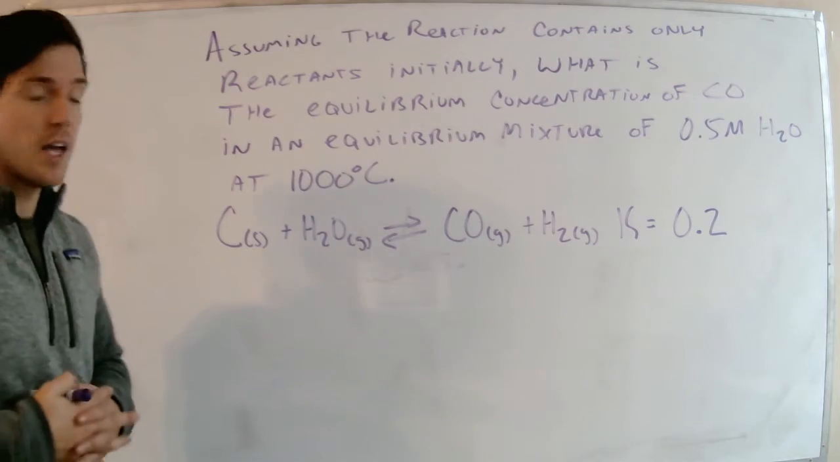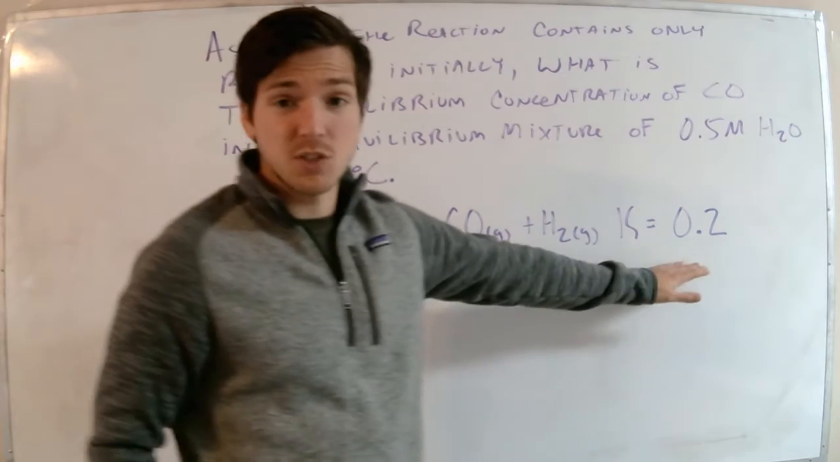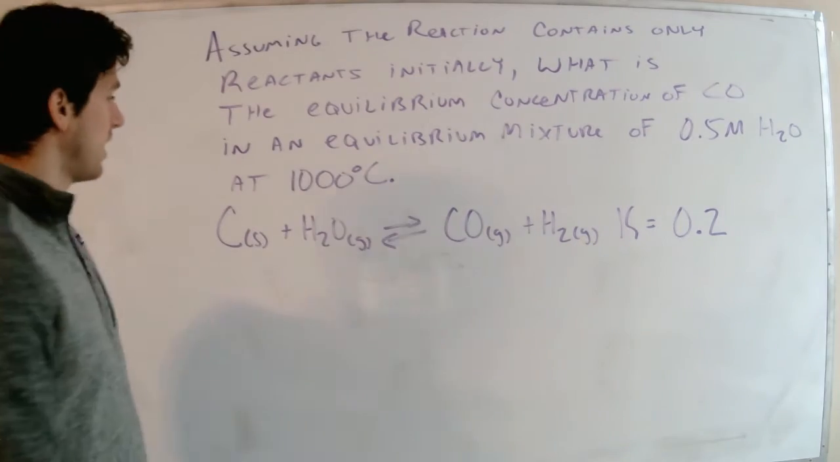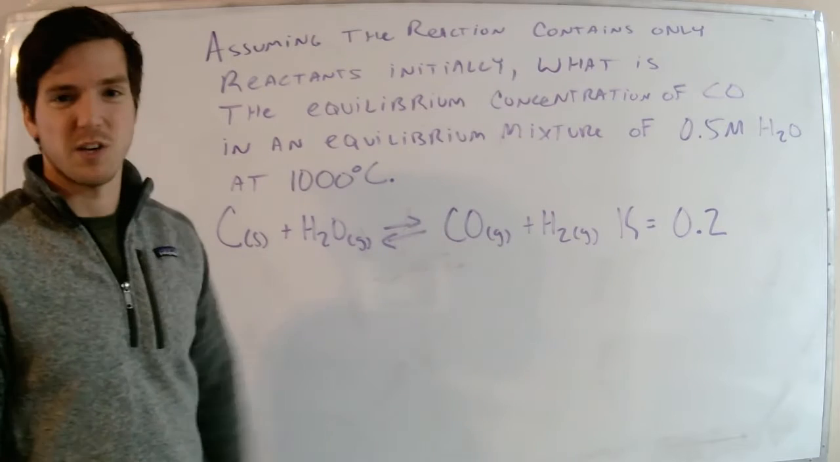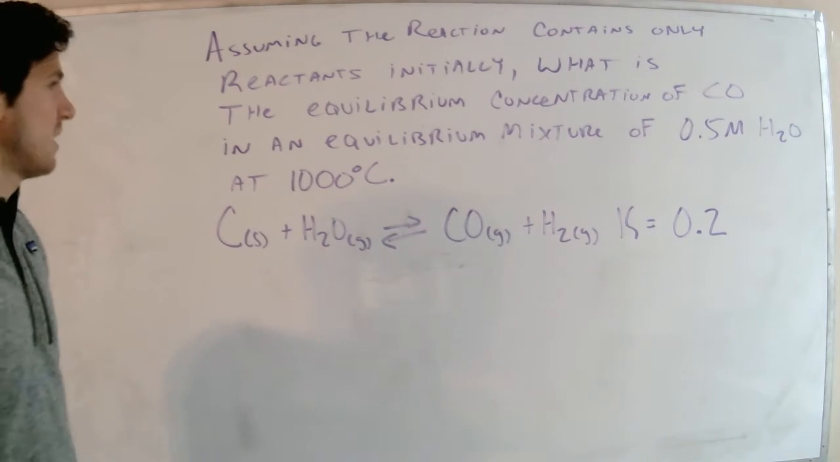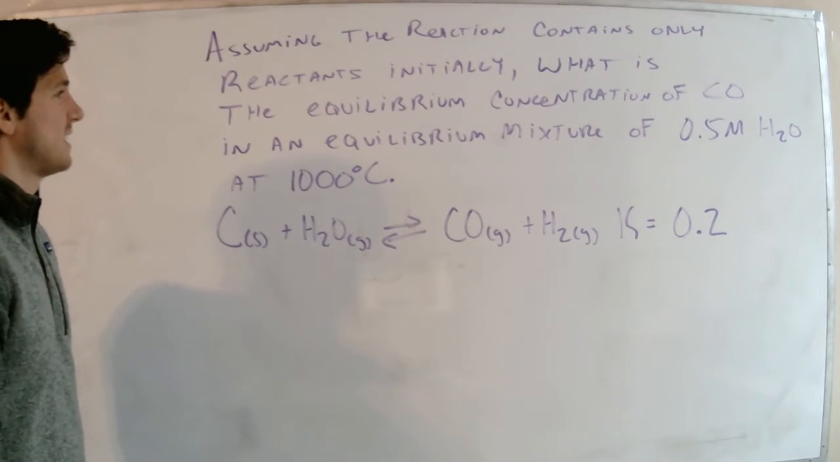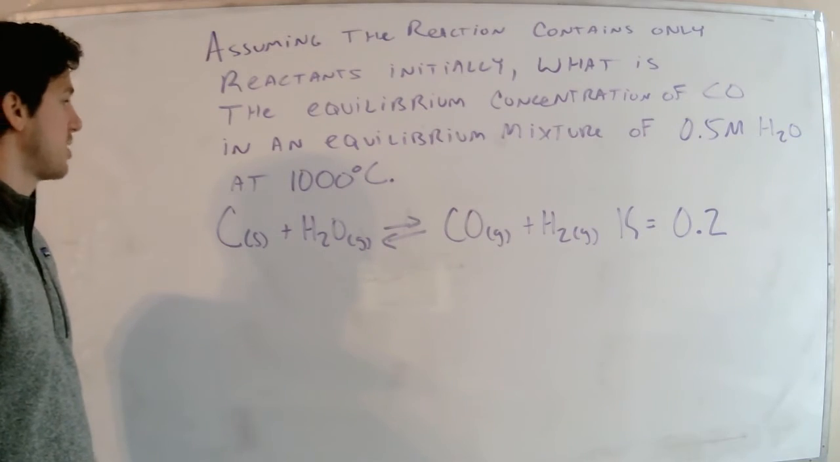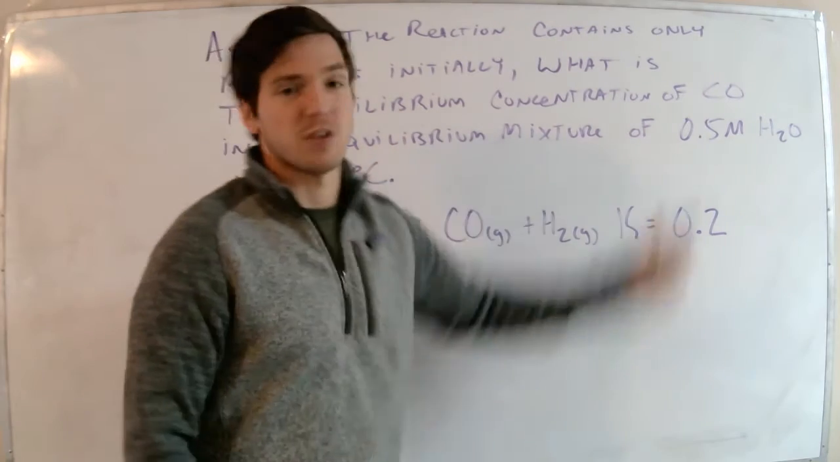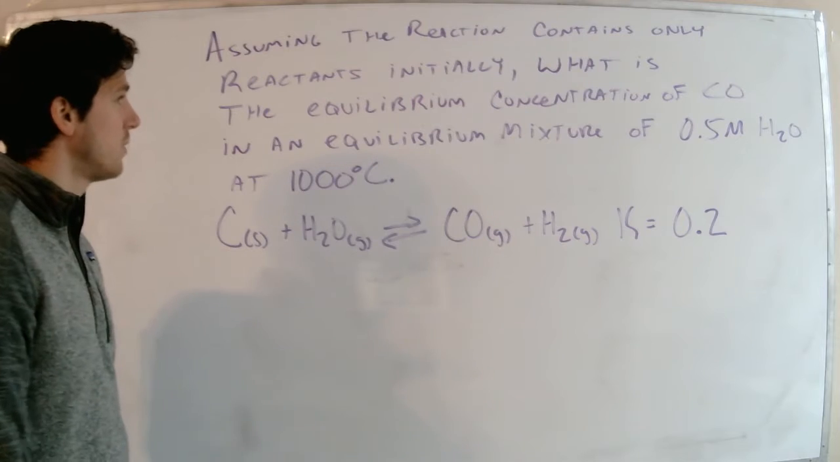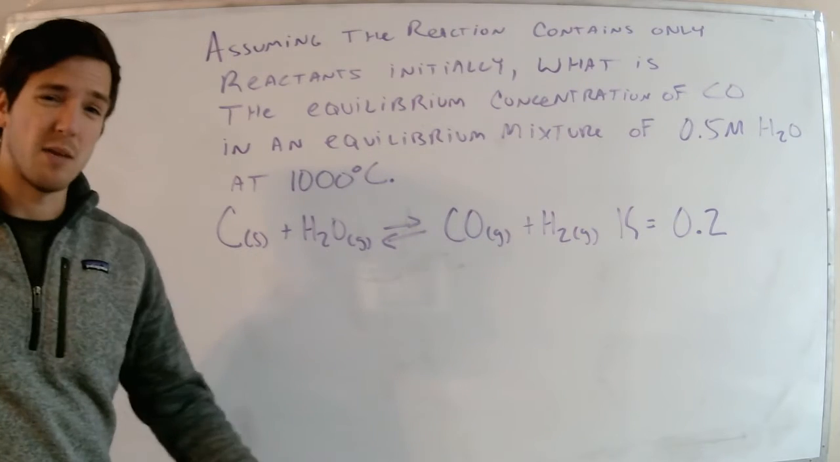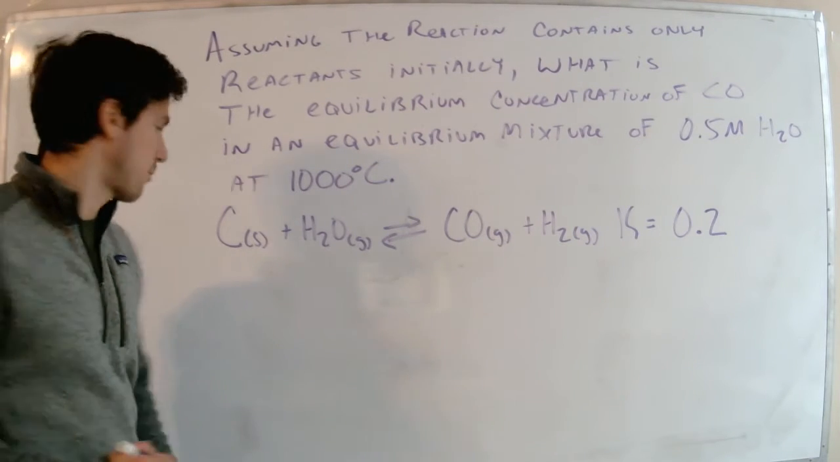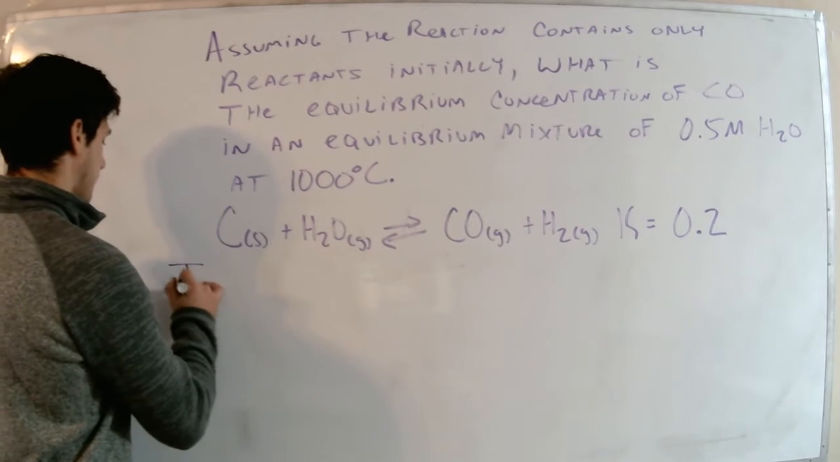So here, it gives you a reaction. It actually gives you the K, which is nice. And it wants the equilibrium concentration of CO. I'm looking here, and okay, it doesn't really give me much, but the equilibrium concentration of 0.5 molar H2O. Let's just do an ICE table to see if this can help us in some way. So let's go ahead and do that.